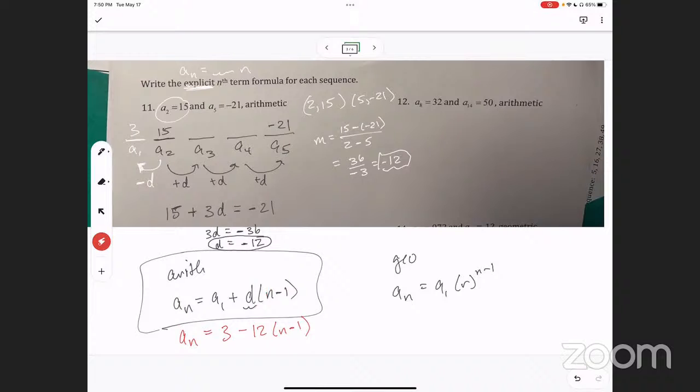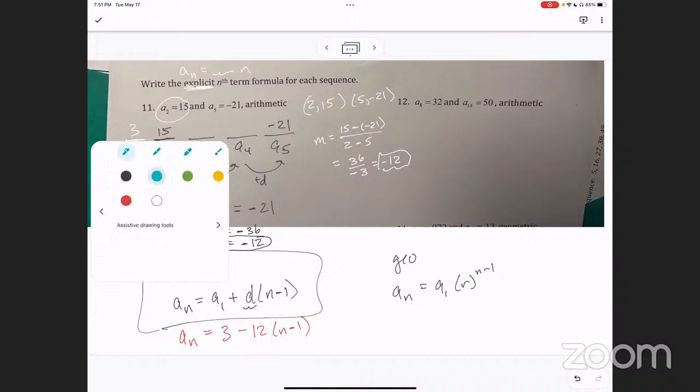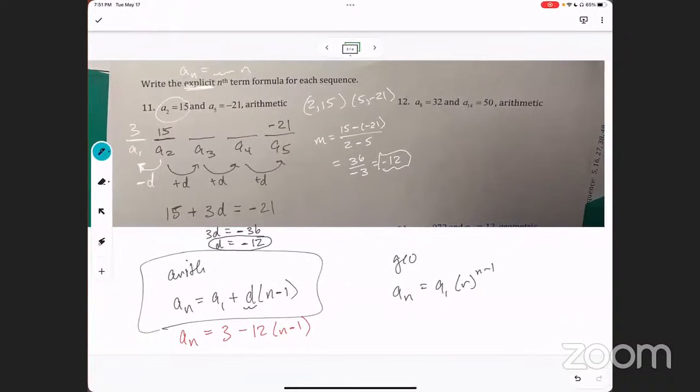And then you're really not trying to find the y-intercept, because that would be a sub 0. But you can if you want to, because that's still a formula. You don't have to write the formula like this. You could have distributed this and written it in a different way. Another way to write it is 3 minus 12n plus 12. So then you add the 3 and the 12 and you get 15. So you could have written a sub n equals negative 12n plus 15.